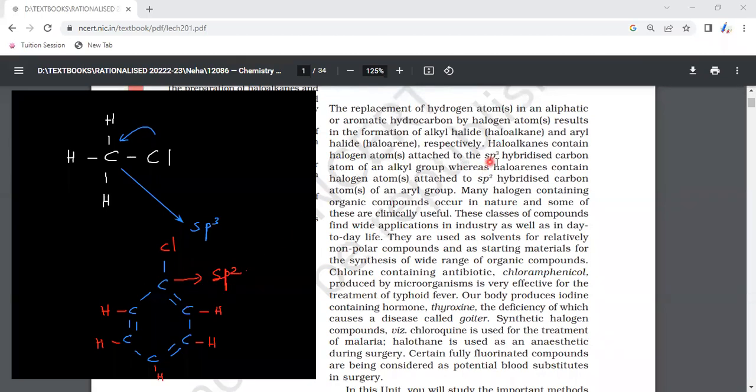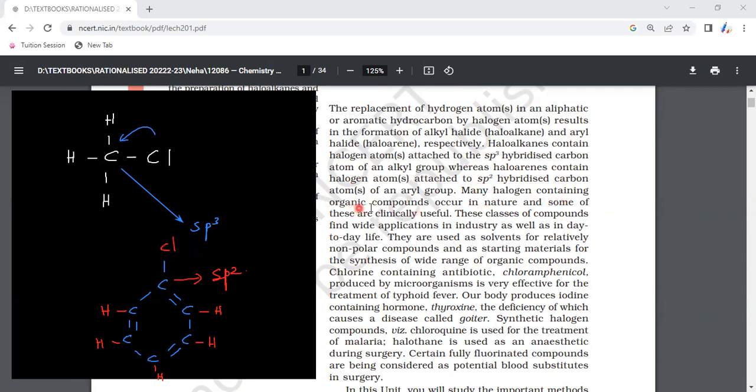So here, this is explained. Haloalkanes contain a halogen attached to the sp3 hybridized carbon atom of an alkyl group. So this is our alkyl group, methyl. Whereas haloarenes contain a halogen atom attached to the sp2 hybridized carbon atom of an aryl group. So this is our aryl group, and this is our sp2 hybridized carbon with which that halo atom is attached.